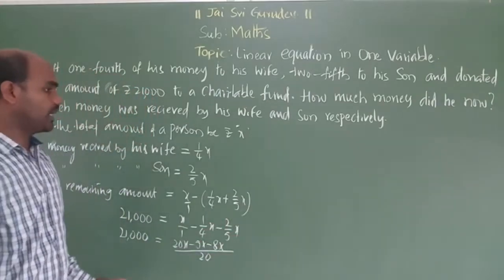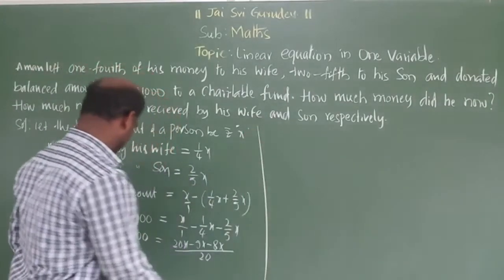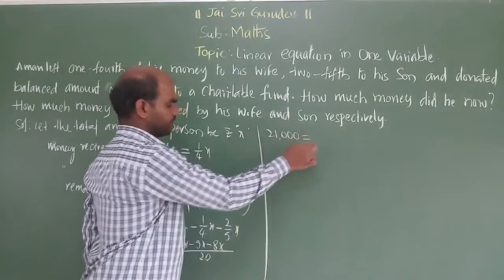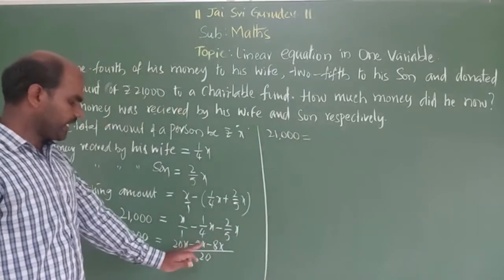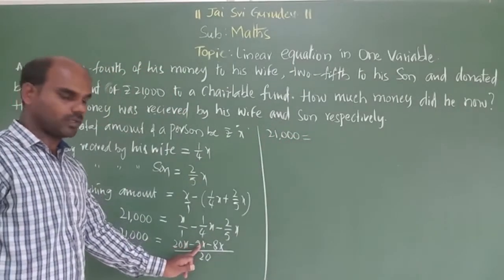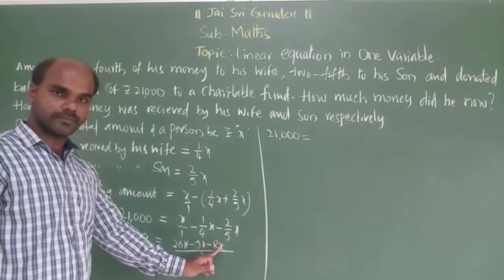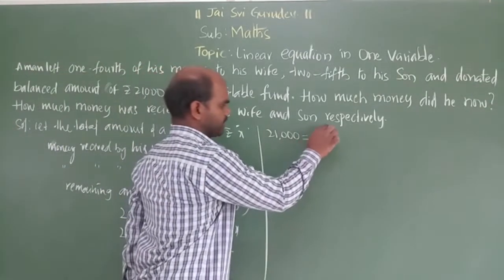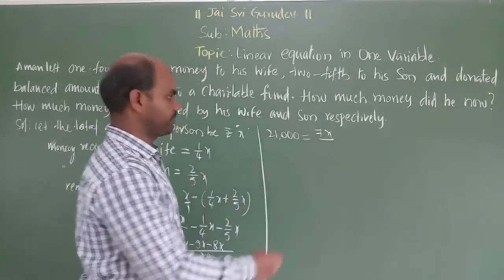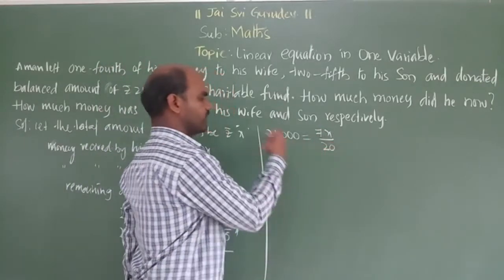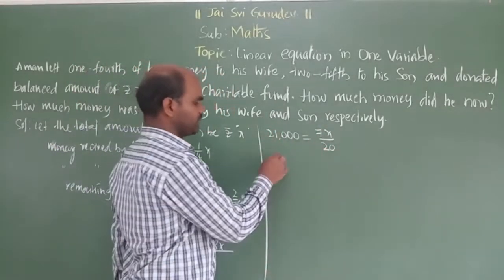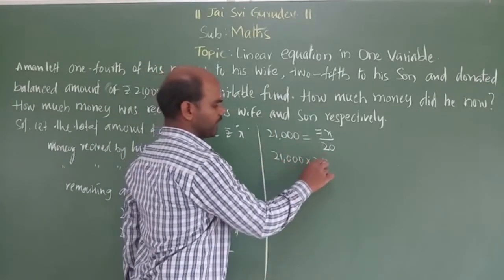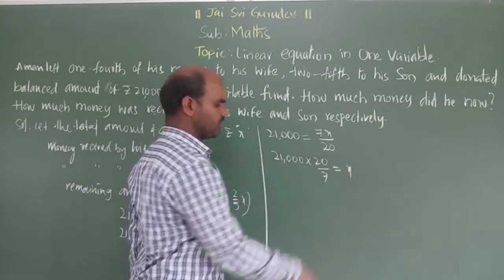So our equation becomes 21,000 equals (20 minus 5 minus 8) x over 20. 20 minus 5 is 15, 15 minus 8 is 7. So 7x by 20. Now sending the 20 across: 21,000 into 20 by 7 is equal to x.